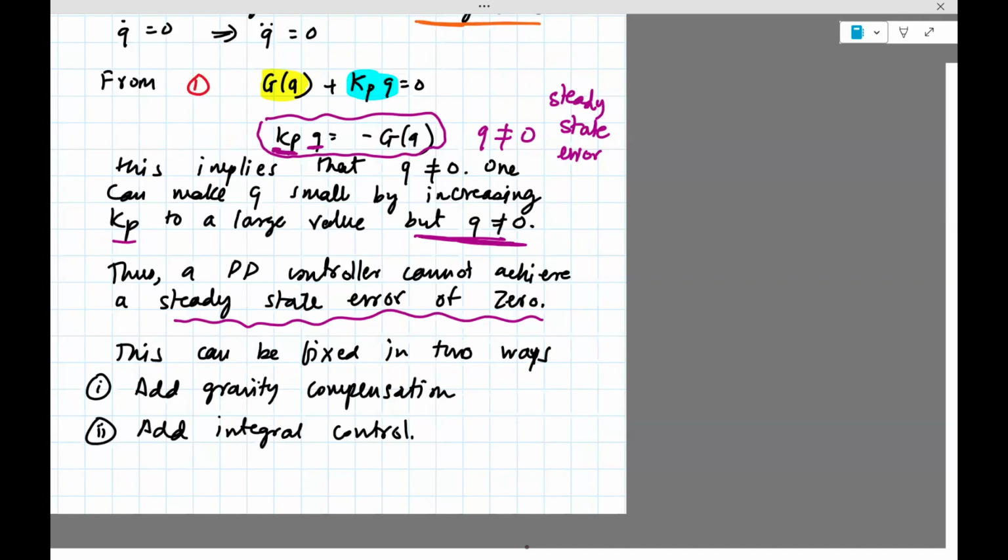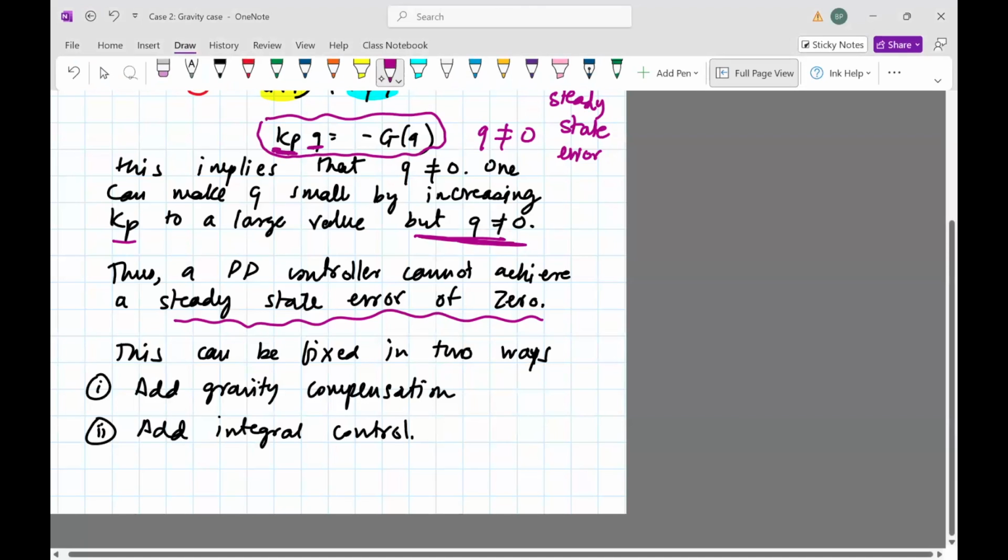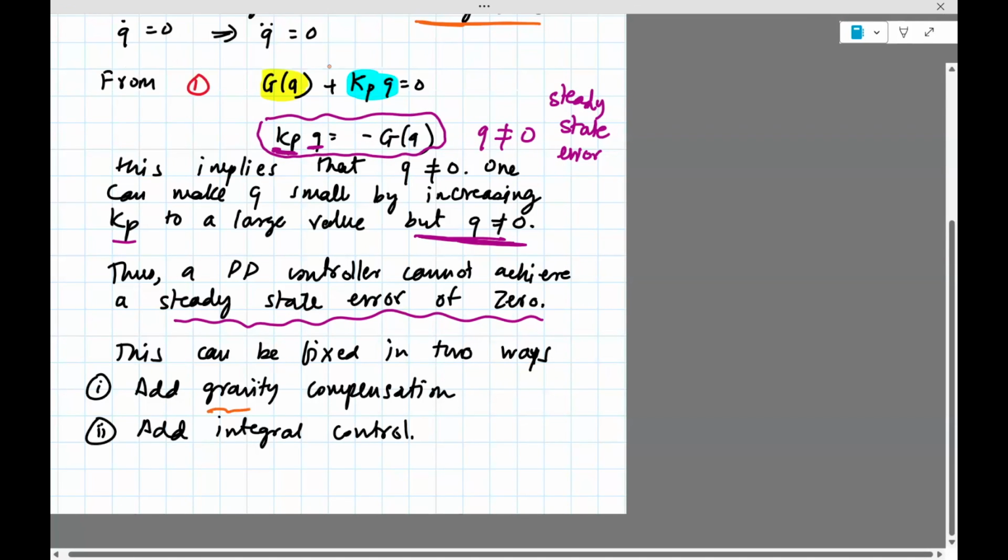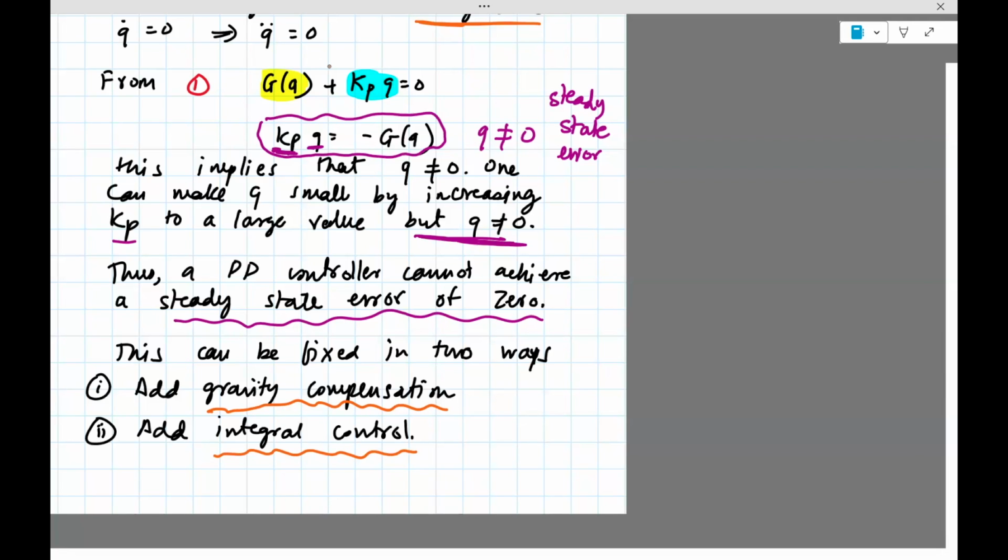However, it can be fixed in two ways. One is adding gravity compensation, I'll show you what that is, and then adding integral control. We've not seen both of these. Well, we've seen the gravity control, but we've not seen integral control.